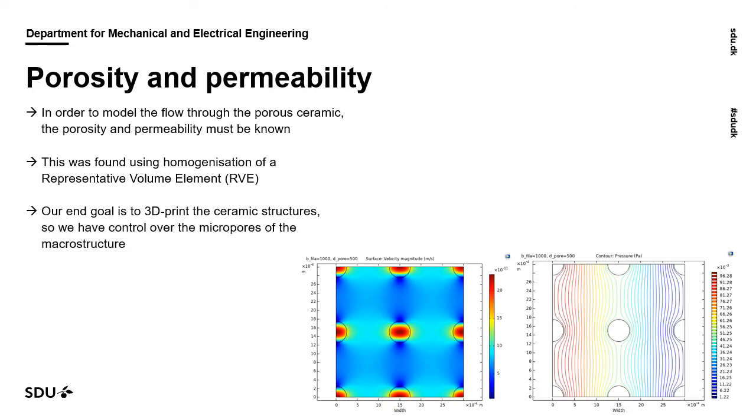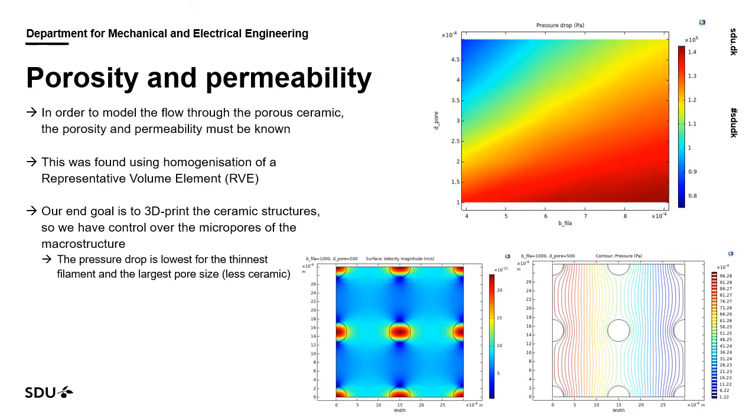So our end goal is to 3D print these ceramic structures so that we have the control over these micropores, so we can vary the filament size and these pore sizes. So we see that the pressure drop is the lowest for the thinnest filament and the largest pore size. So that is down up here.